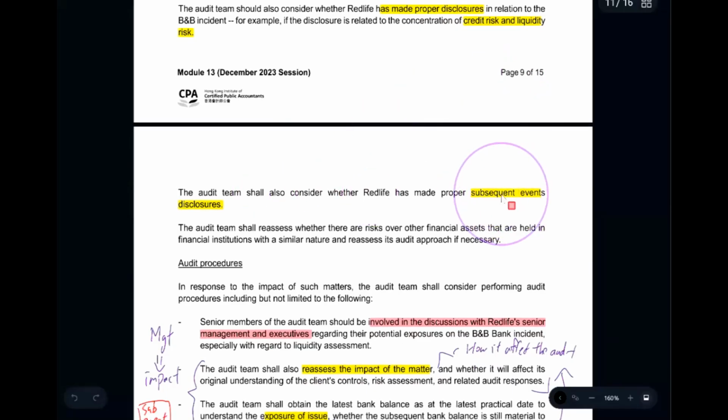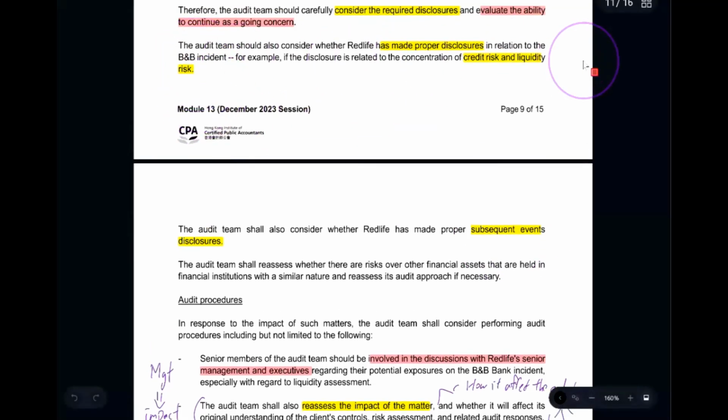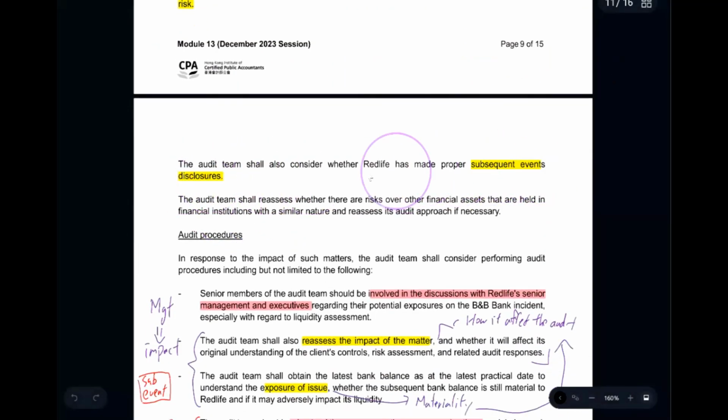And then you need to talk about the disclosure for the subsequent event itself. Two things. The subsequent event disclosure is one thing, one paragraph in the financial statement. The disclosure of the going concern problem is another separate issue. So there are two issues in this case. You need to have an answer regarding the disclosure of the going concern problem, and an answer regarding the subsequent event disclosure problem. So there are two things you need to mention here.